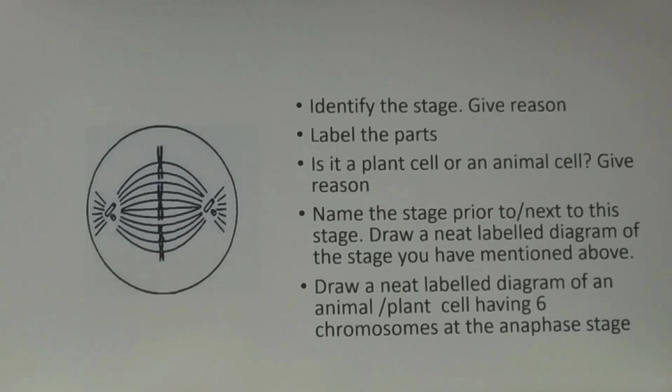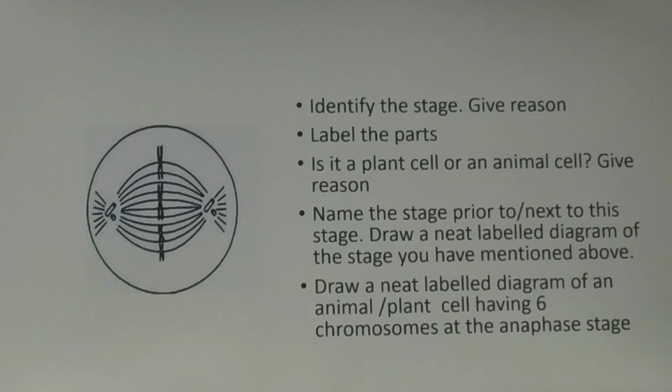It is an animal cell. What is the reason? Give reason. Because of the presence of centrioles. Because centrioles are absent in plant cells. Centrioles are present only in animal cell. So what is the reason for the identification of the diagram as an animal cell? It is because of the presence of centrioles in the cell.